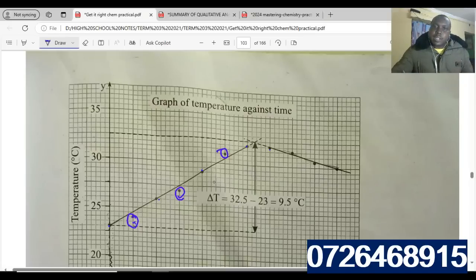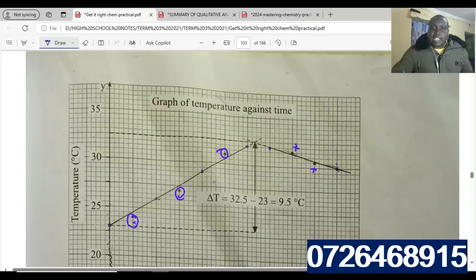Hapa kuna hii point, kuna hii. So umeona hii iko nje. This one is almost out. So alichukua hii point na hii akachora line hii. So unaona hizo ni 3 na zenye ziko nje ni 2. So be accurate, you take the majority of the points and draw a straight line.